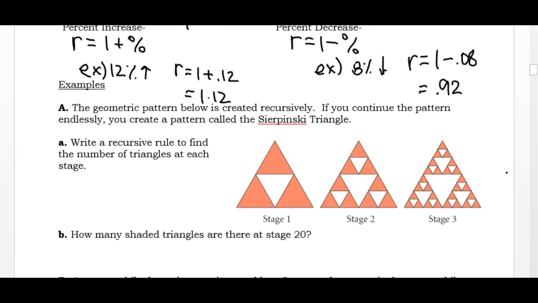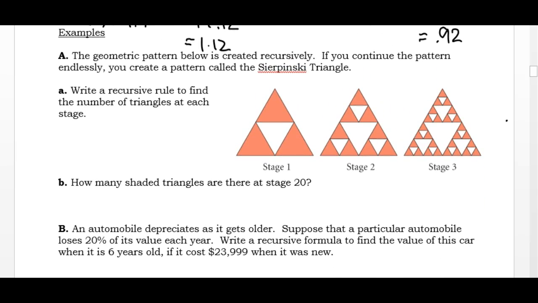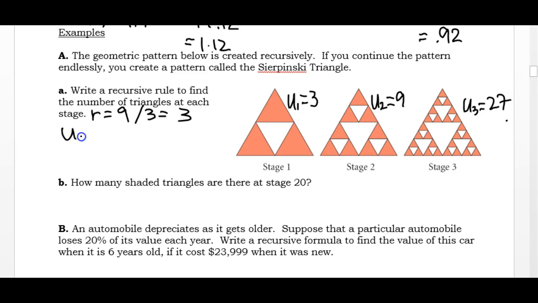First example shows a geometric pattern. This is called the Sierpinski triangle. So I'm going to find the number of shaded triangles in each figure. So my first figure has 3 shaded triangles, my second has 9, and my third has 27. To find the ratio between terms, I'll take the second answer and divide it by the first answer. So I show that I'm increasing by multiplying by 3 every single time. So my formula then gives me my first term and how I change. My first term is 3, and I'm changing by multiplying by 3.